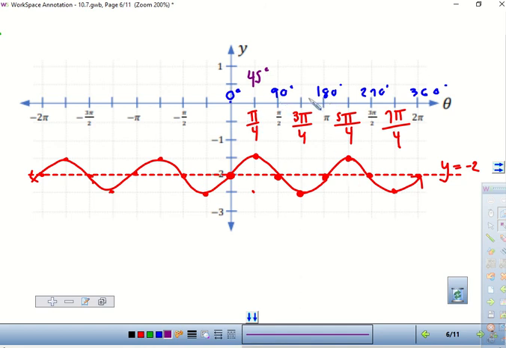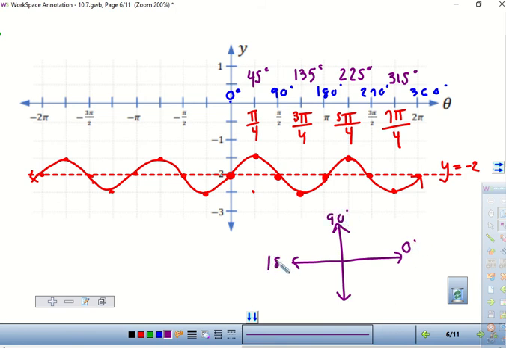And then between 90 and 180, I take 90 plus 180 divided by 2, and I can find the average. The exact middle of that is 135 degrees. And then right between 180 and 270 is 225 degrees. And then between 270 and 360 is 315 degrees. So if you're looking at the unit circle, we know that this is 0 degrees, 90 degrees, 180, 270, and then back to 360.